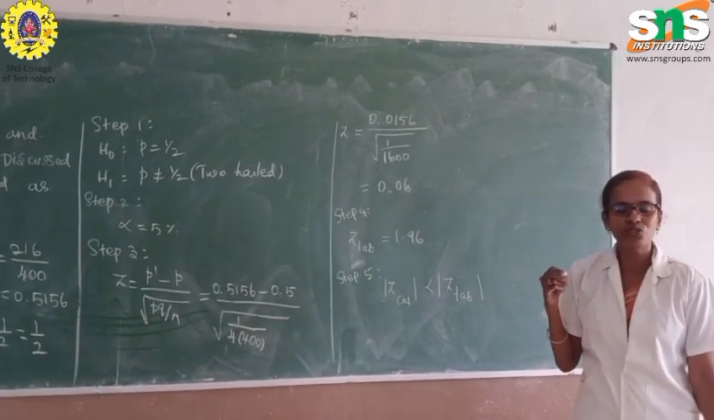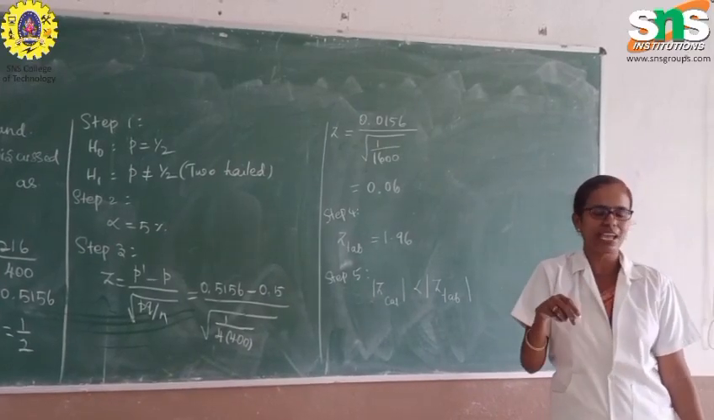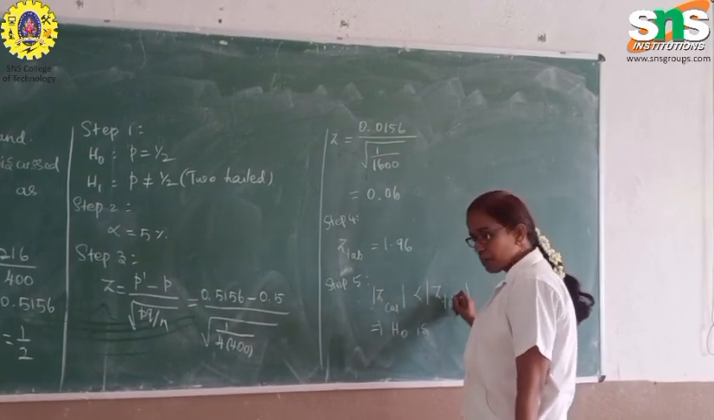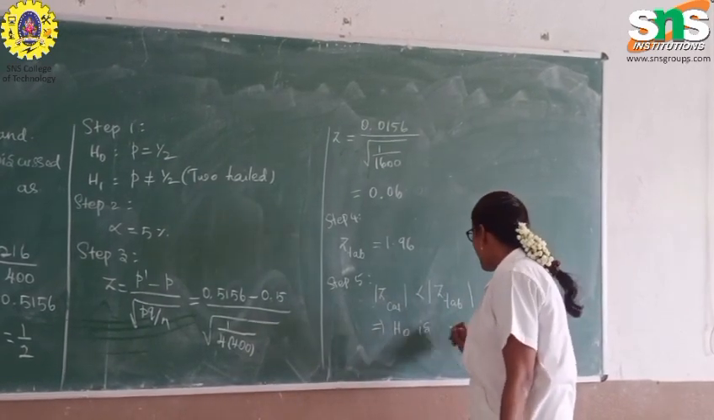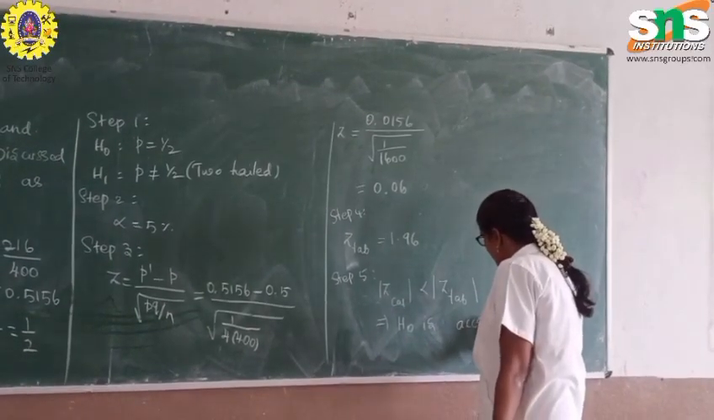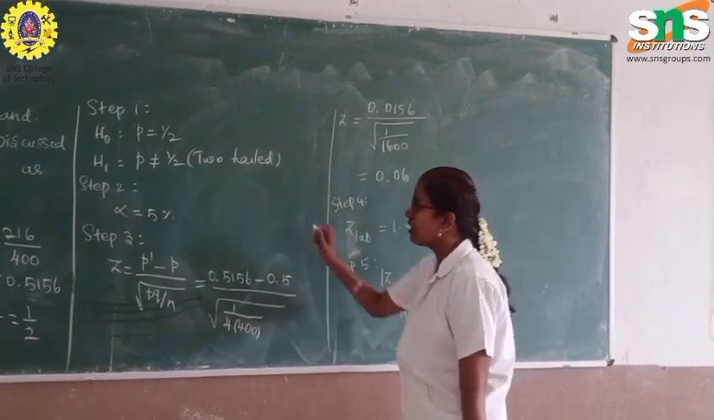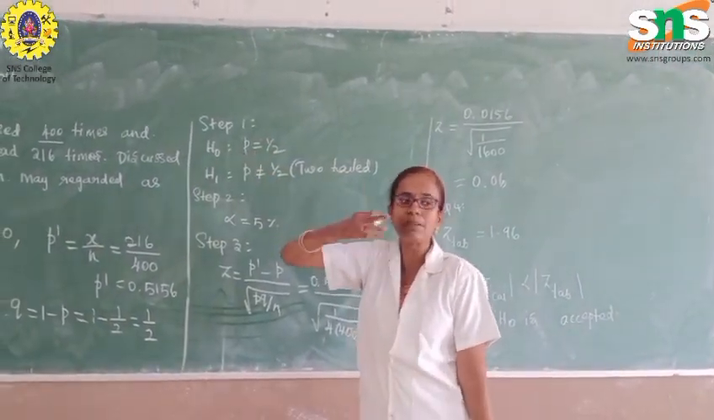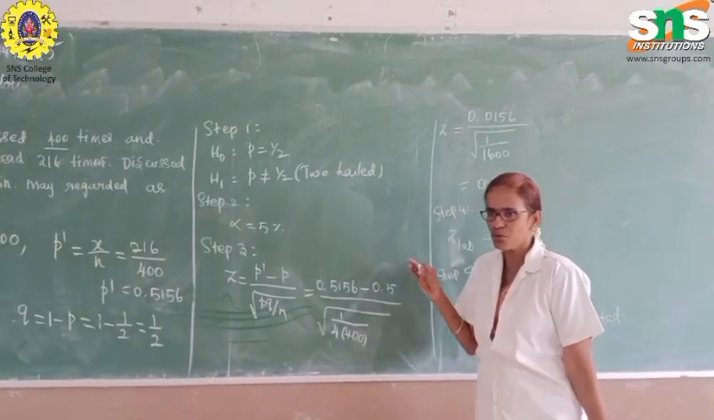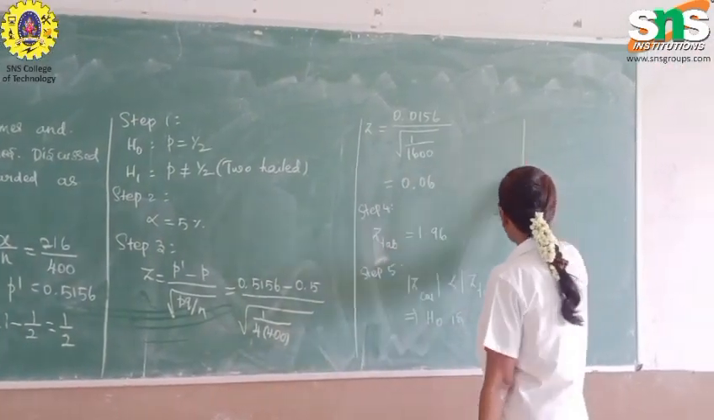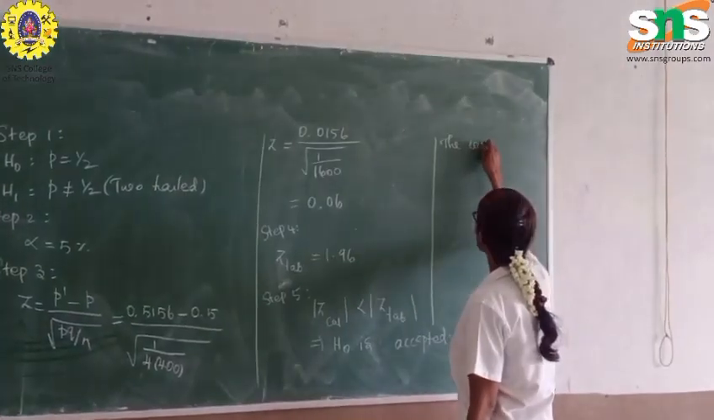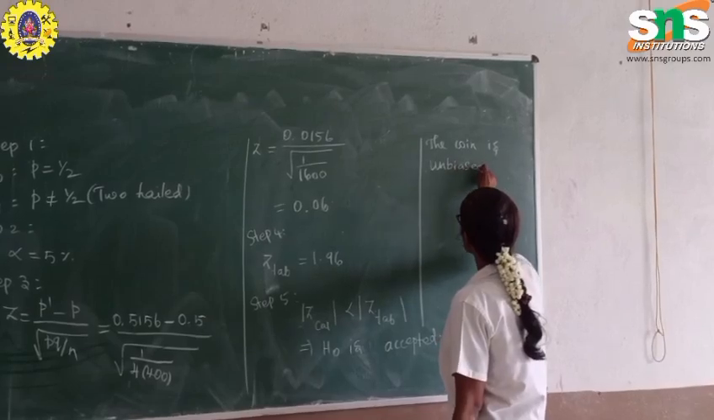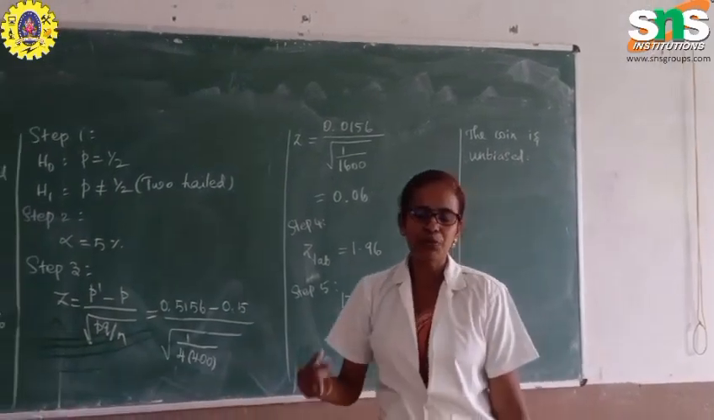So that means we need to accept or reject the hypothesis. Yes, we are going to accept the hypothesis because the table value is the maximum value. So H0 is accepted. H0 is the assumption P as 1 by 2, which means the coin is unbiased. That is the thing we need to prove. So from this we can say the coin is an unbiased one. This way we prove the problem statement.